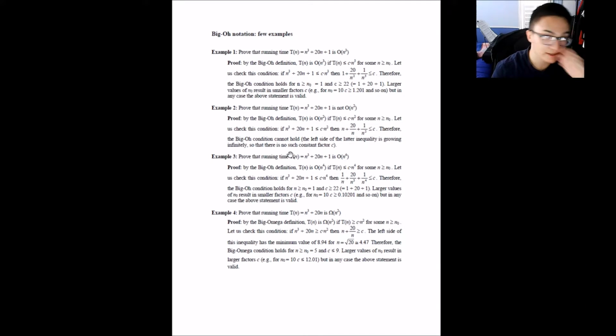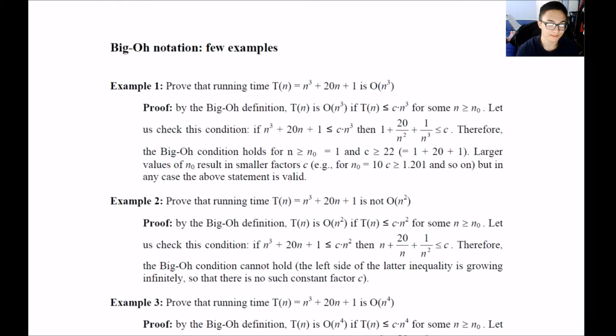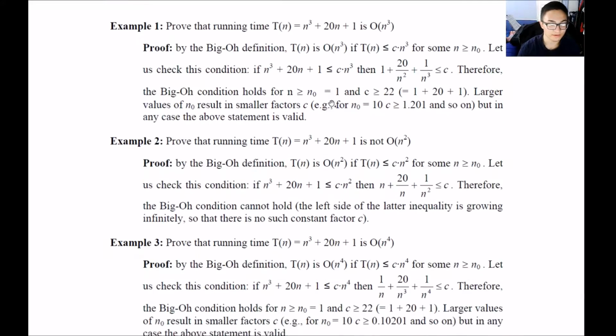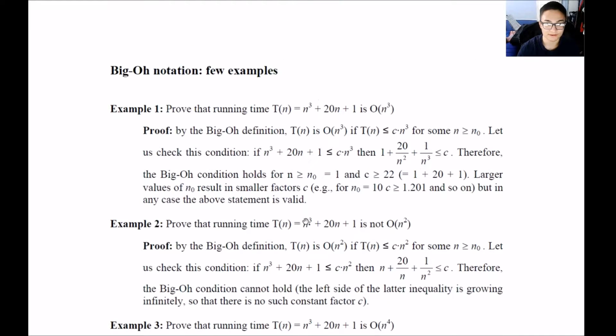Then there's this awesome little explanation of how big O is explained and how it's calculated. So we're going to run through an example, and then run through the examples one at a time. So for example 1, prove that running time T of n equals n cubed plus 20n plus 1 is O of n cubed.